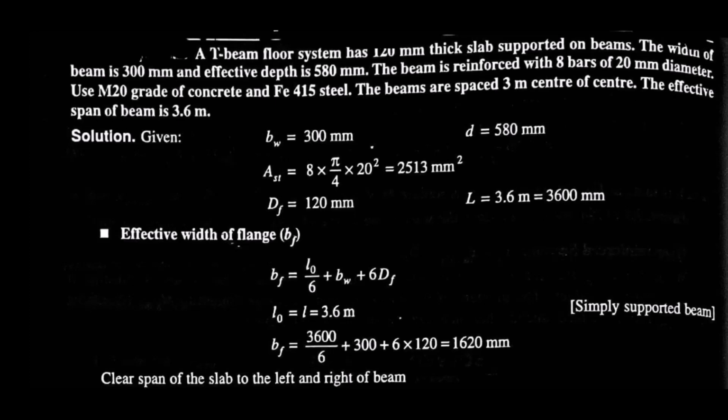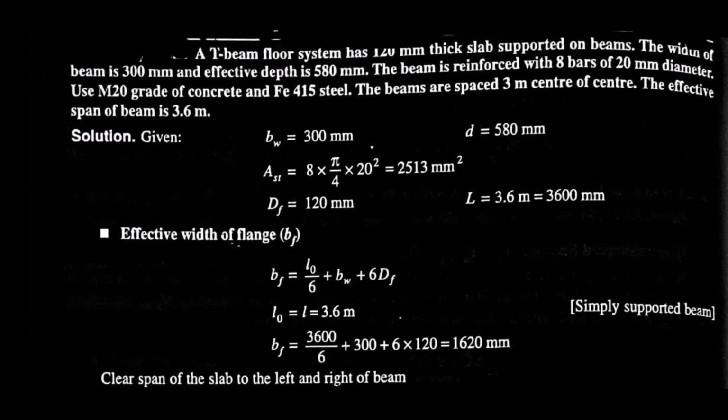The beam is reinforced with 8 bars of 20 mm diameter. Use M20 grade of concrete and Fe 415 steel. The beams are spaced 3 meter center to center. The effective span of beam is 3.6 meter.